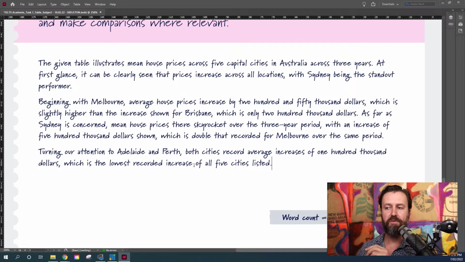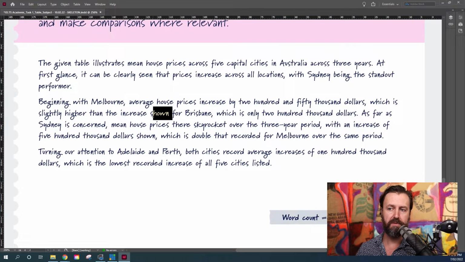One thing to note here is you'll notice that I'm not talking in the past. When we're narrating a task 1 academic piece, whether it be a line graph, bar chart or table, we use present grammar, because we're basically lifting the information off the page and playing it back to the examiner. We're not saying, oh, this was the case, or this happened. It's all present tense, and you'll notice there's lots of passive here as well.